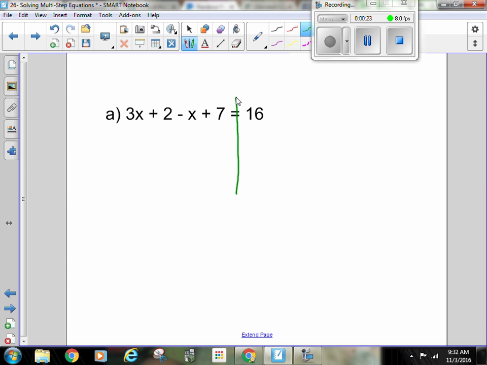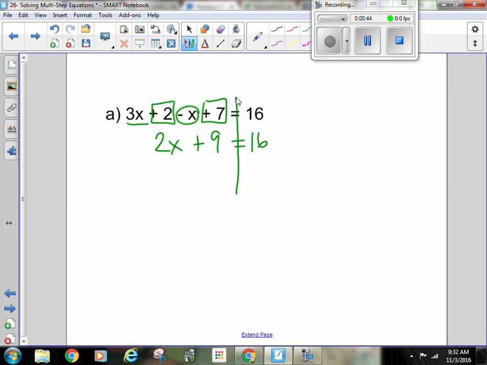I see on the left side, I have a 3x and a negative x. That minus is going to go with the negative. If you want to change it to plus or negative, that's fine. So this gives us a 2x. And then I have a positive 2 and a positive 7, so that's going to turn into a plus 9. And now we just have a two-step equation.